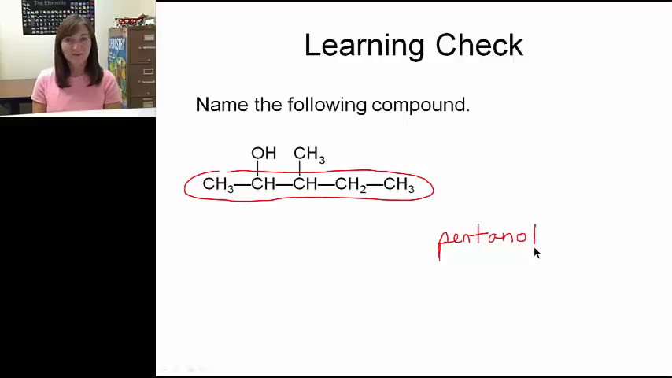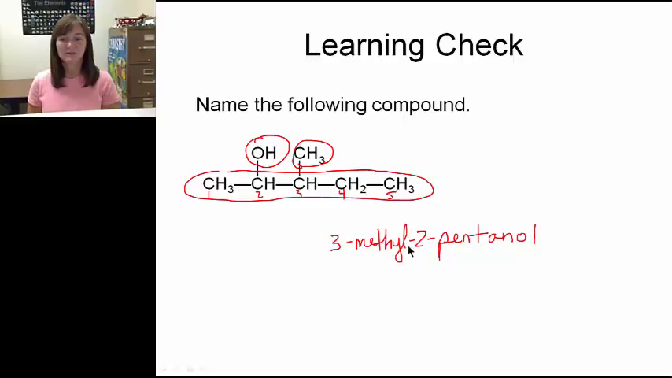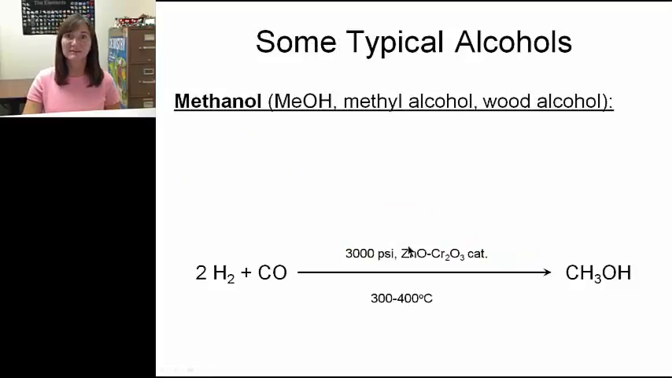Now I need to let the reader know where that OH group is found. So I'm going to number my parent chain from the side closest to the OH. So that would be reading it from left to right this time. So here's carbon 1, 2, 3, 4, 5. My hydroxyl group is found on carbon 2, so I'm going to say this is 2-pentanol. Now I need to let the reader know that there is a methyl group off of carbon 3. So 3-methyl-2-pentanol. That's about as complicated as our naming is going to get.